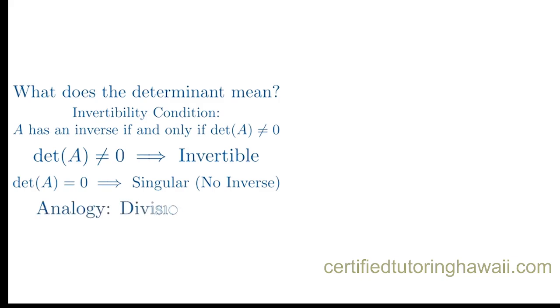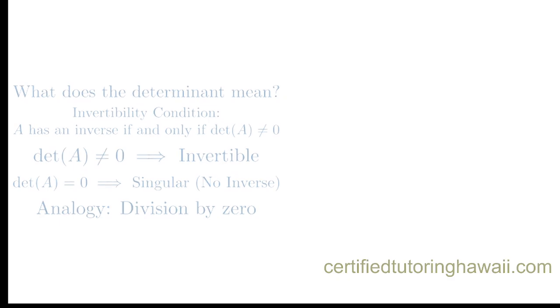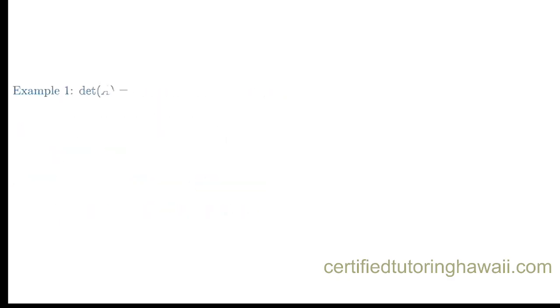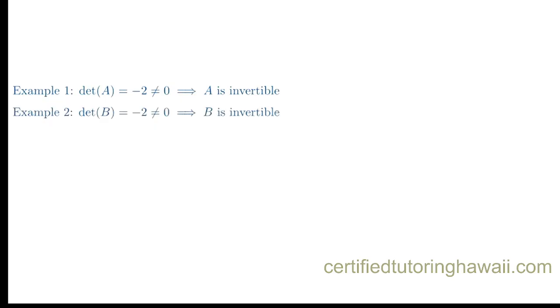Think about it like this. Division by 0 is undefined. In a similar way, if the determinant is 0, the matrix has no inverse. Let's check our examples. For matrix A, we found the determinant was -2. Since -2 is not 0, matrix A is invertible. We can find its inverse. For matrix B, the determinant was also -2. Again, not 0, so B is also invertible.